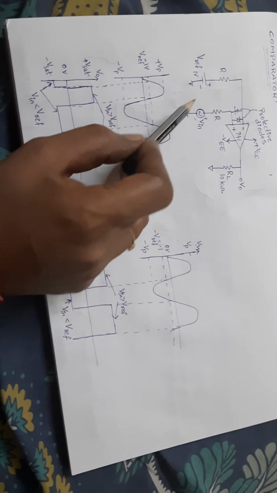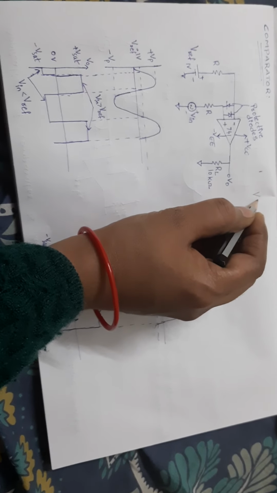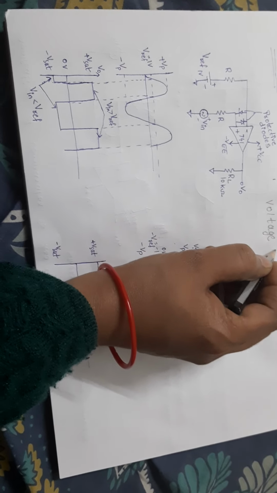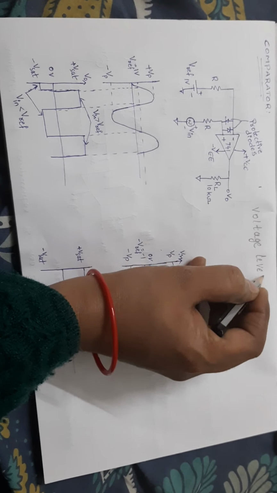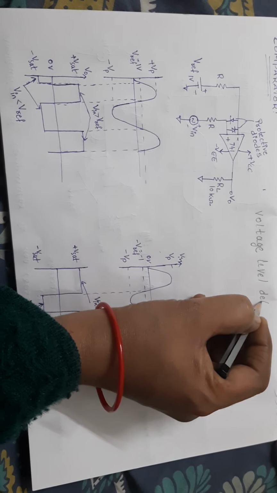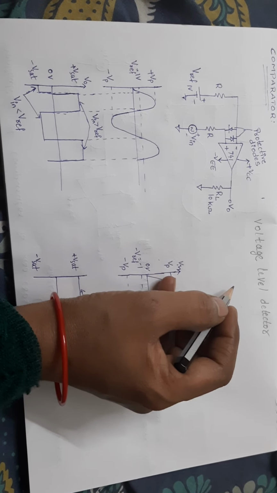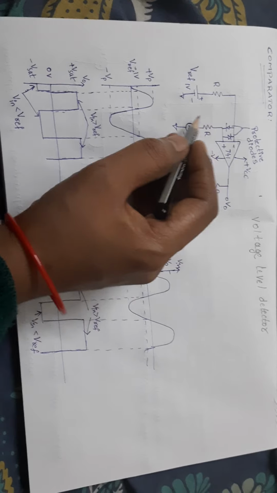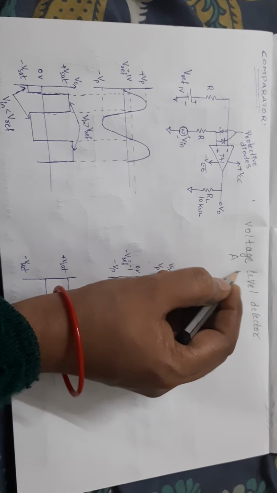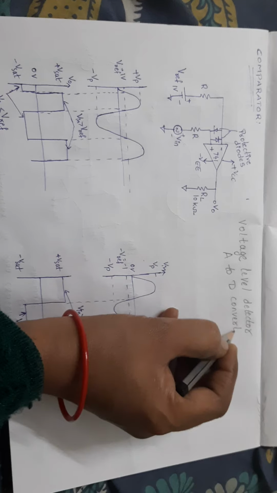These comparators are also called voltage level detectors, and we can say that this comparator is a type of analog to digital converter. How is it an analog to digital converter?